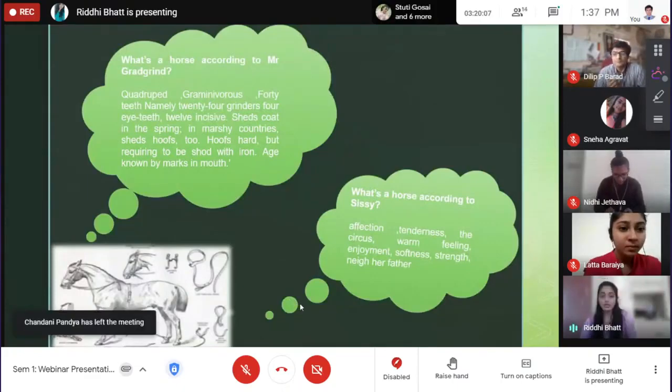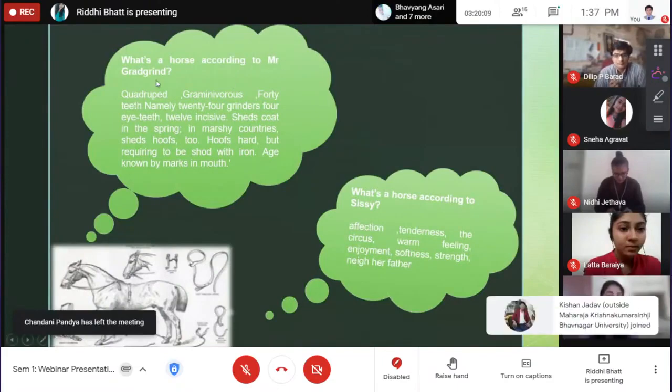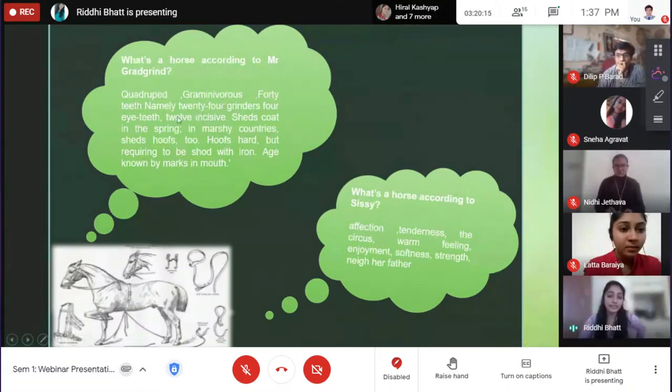We see what a horse is according to Mr. Gradgrind, and his student Sissy. Mr. Gradgrind: quadruped, graminivorous, forty teeth, namely twenty-four grinders, four eye teeth, and twelve incisors. Sheds coat in the spring; in marshy countries, sheds hoofs too. Hoofs hard, but requiring to be shod with iron. Age known by marks in mouth.